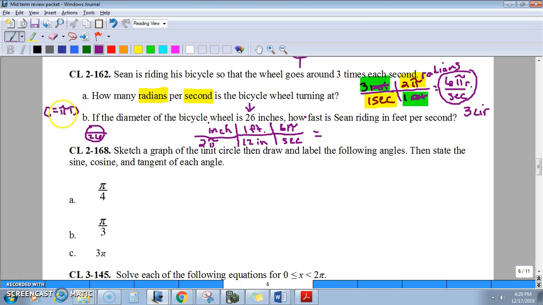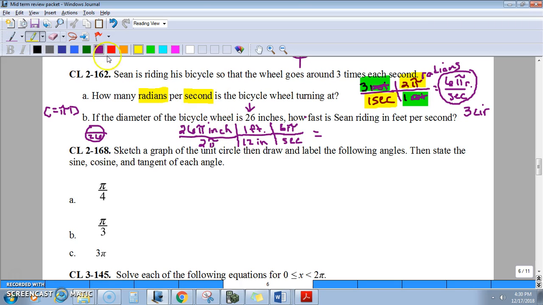So if my diameter is 26, the formula for circumference is pi times diameter. So my circumference is just going to be pi times that diameter. So that's cool. So it's just going to be 26 pi inches per rotation, and my rotation is 2 pi, right?